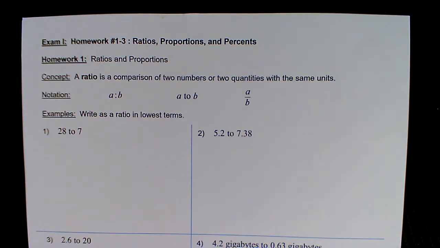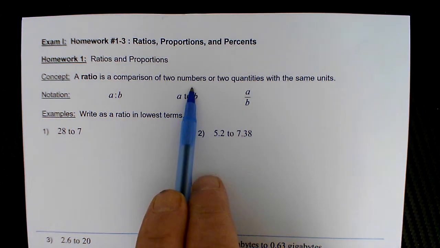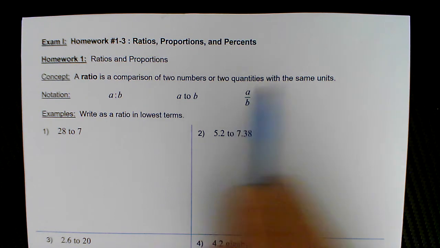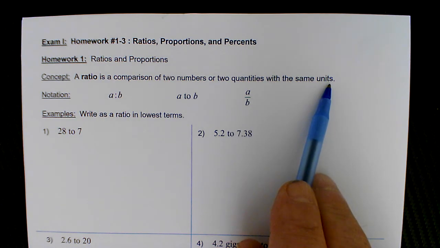Hello everyone. This is homework 1 for exam 1, which covers ratios and proportions and percents. And so homework 1 is ratios and proportions. First concept is what a ratio is, and as you can see, it's just a comparison of two numbers or two quantities with the same units.